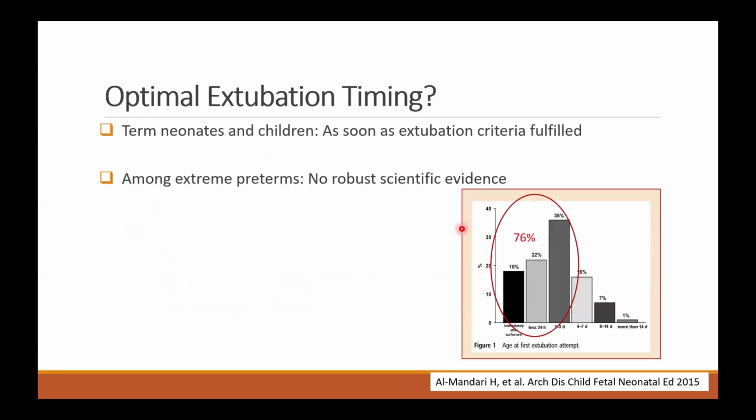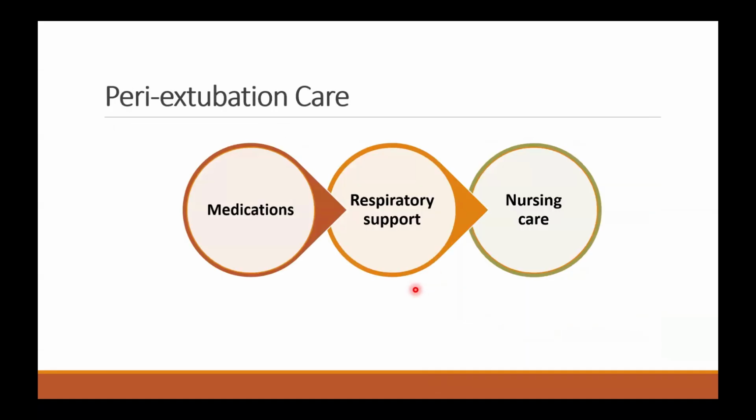So, what is the optimal extubation timing? Well, there is not much data, especially in extreme preterm babies, but it is said that term neonates and children can be extubated as soon as the extubation criteria are fulfilled. Among preterms, there is no robust scientific evidence, but the success of extubation is mostly defined by the gestational age, birth weight, and associated additional risk factors. In a survey of neonatal physicians, it was found that most of us prefer to extubate babies within 72 hours.